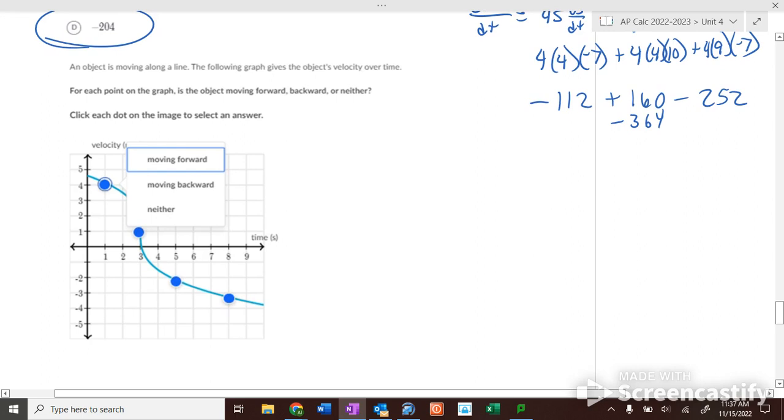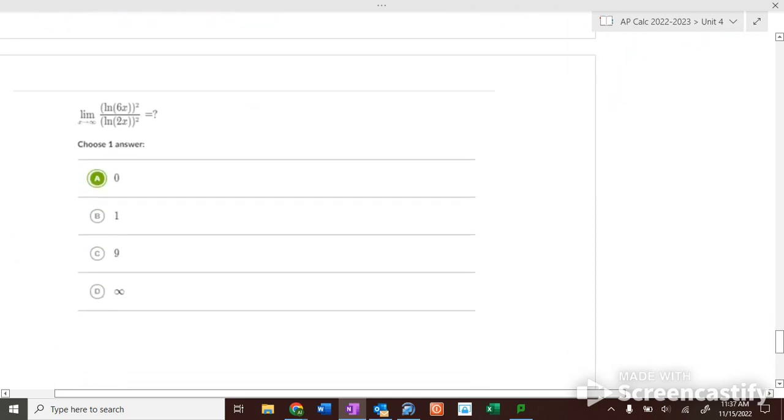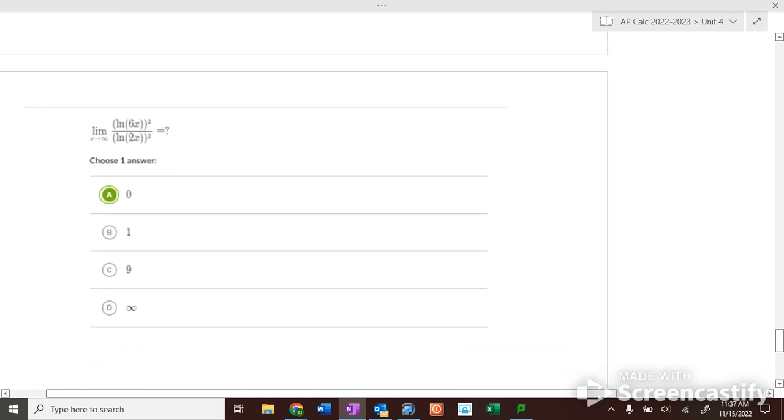So these, since it's a velocity versus time, okay, it's a positive velocity, so it's moving forward. It's still a positive velocity, so it's moving forward. Negative velocity, it's moving backwards. Negative velocity, moving backwards. And the last one, okay?